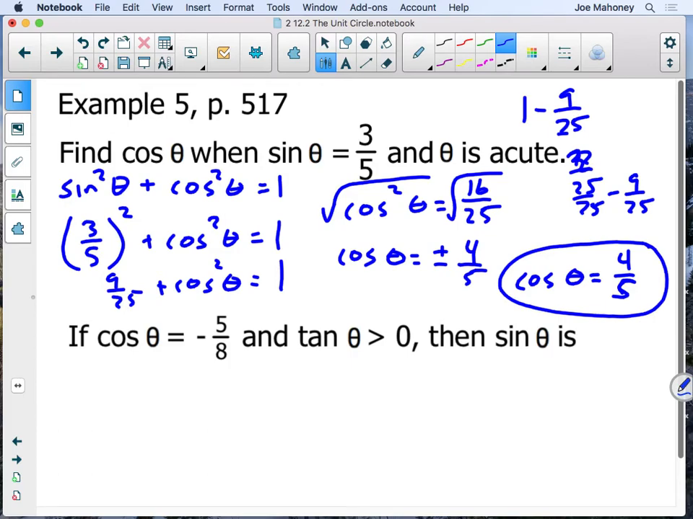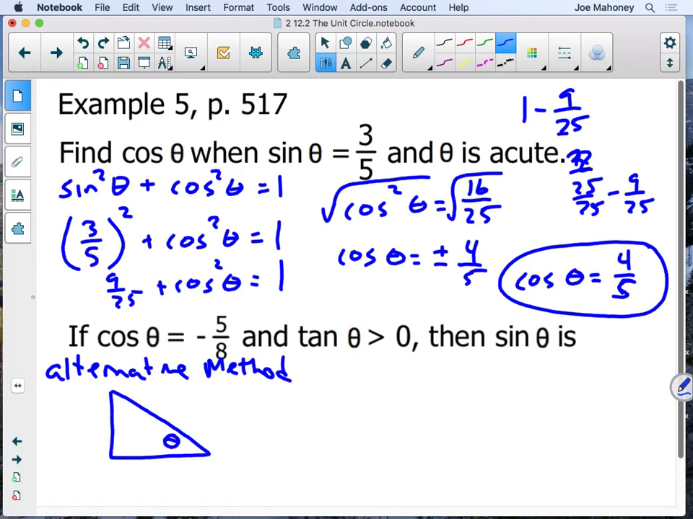Now, we can do the same thing for the second one, but I want to show you another way to do it. This is a different method altogether. We'll say it's an alternative method. Okay, we can still use right triangle trig here. So what I'm going to do is draw myself a right triangle. There's my angle theta.